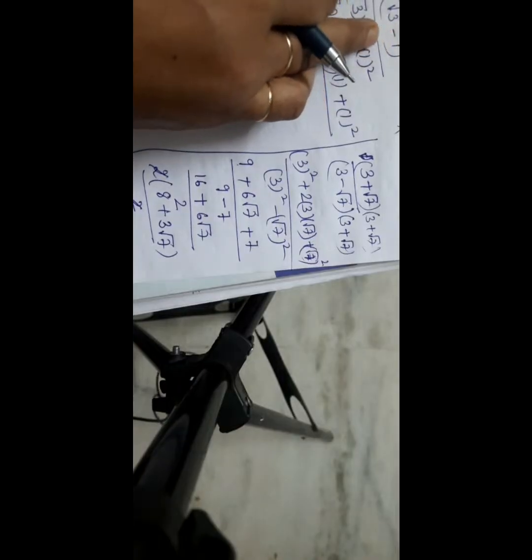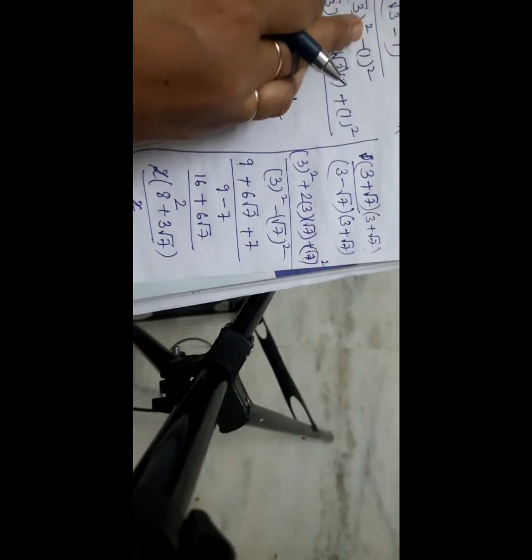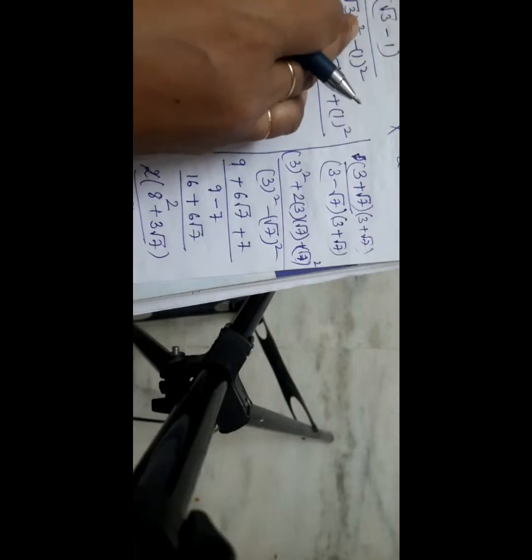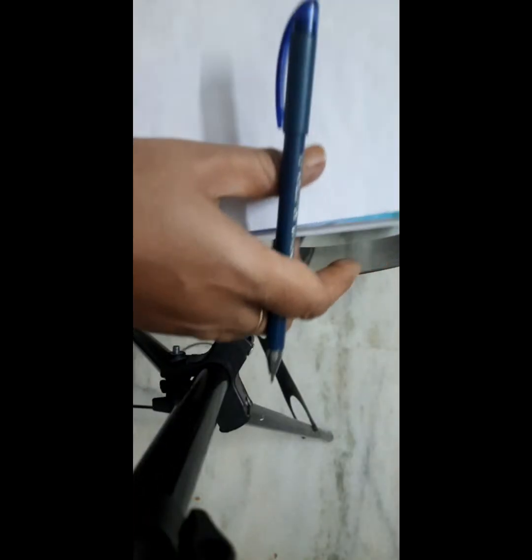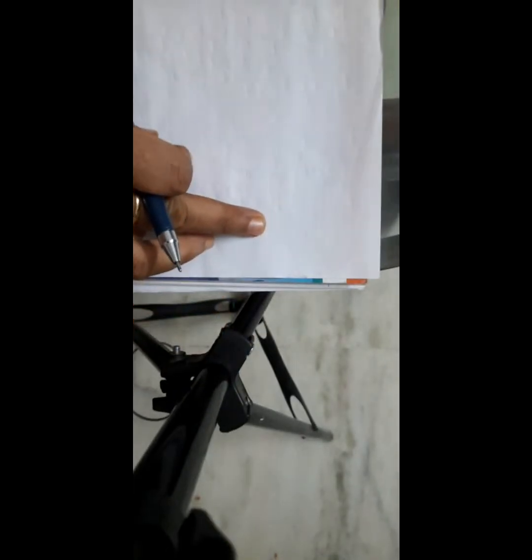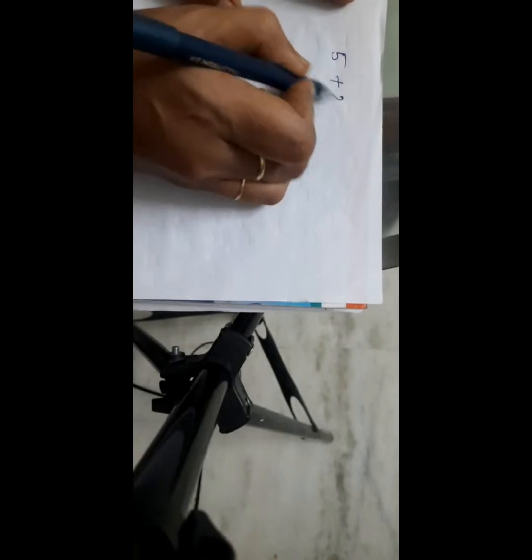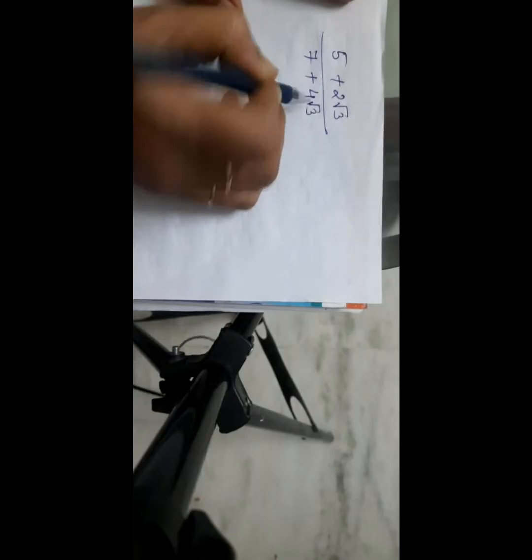Now one more question. Here I'm making it a little typical now. Try to get that. After learning this part, 50% of things will get over. Then tomorrow we can move on with the chapter, like whatever questions are there in the textbook. Here the question is 5 plus 2 root 3 upon 7 plus 4 root 3.